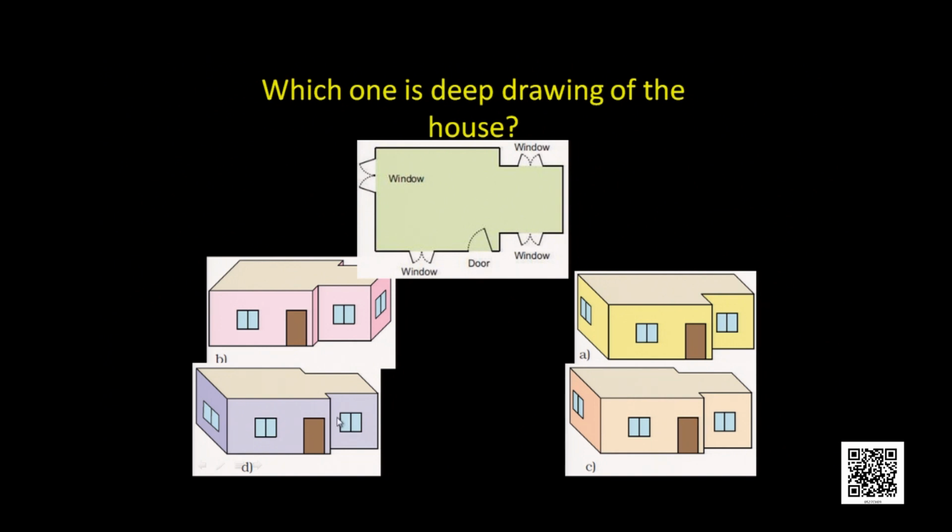Now, we just have to cross check for D. Now, you see here this is the movement of the arrow, this is the door, 2 windows, here also a window, but here you see in the floor map the window is at the extreme end of one of the sides of the house. But here the window is in the middle part. So, this D is not representing the deep drawing of this floor map.